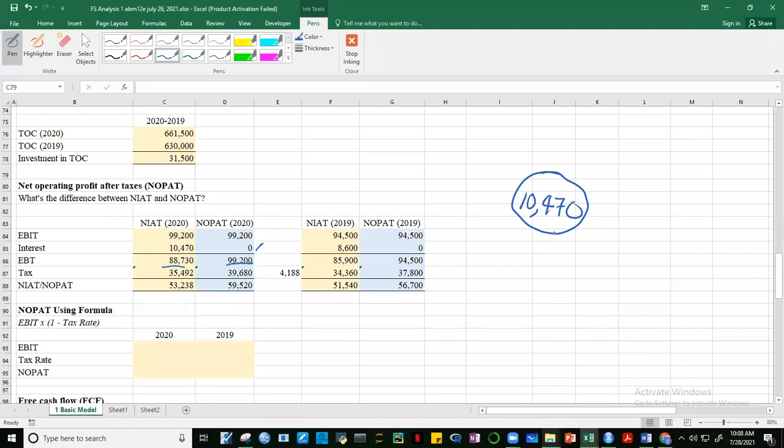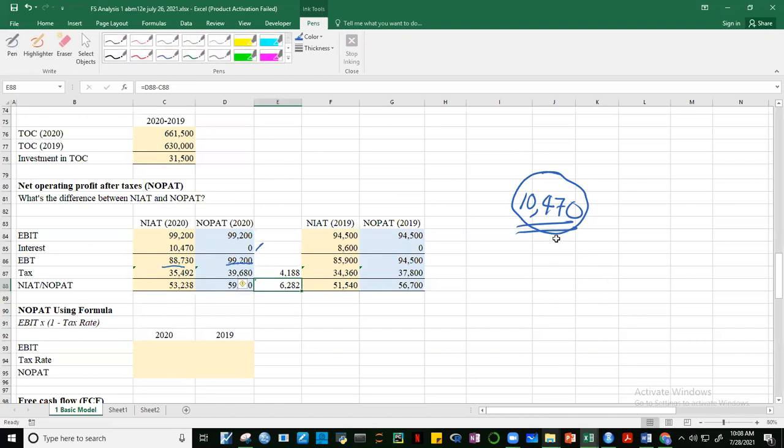Okay? So dapat iisipin natin, so dapat ang lamang ng NOPAT sa NIAT should be 10,470. Yun ba ang lamang advantage ng NOPAT kaysa sa NIAT? Yun ba? No po. Ilan yung lamang ni NOPAT over NIAT? We just subtract this, no? 6,282. Yes, correct. 6,282. It's not 10,470, guys. Ang lamang lang ni NOPAT kay NIAT is 6,282.